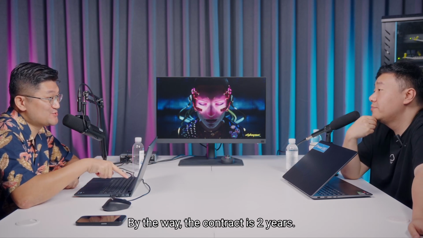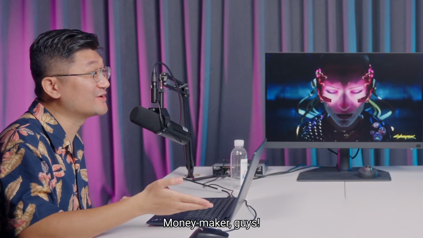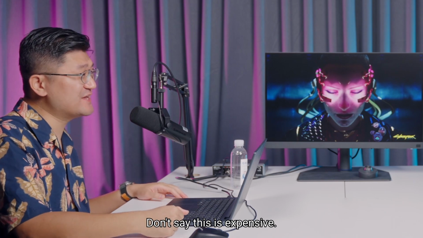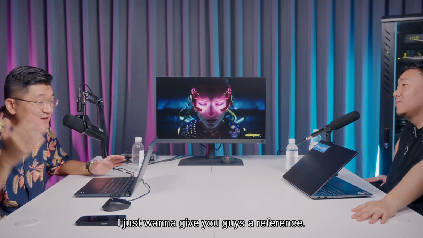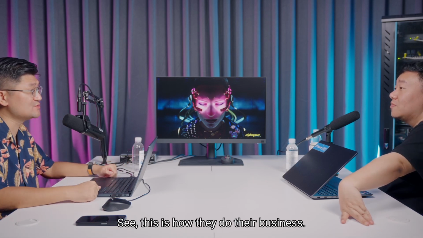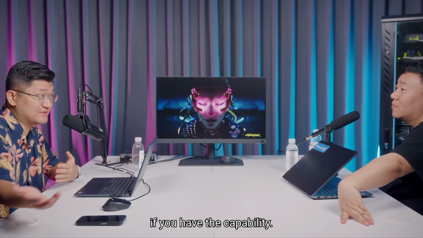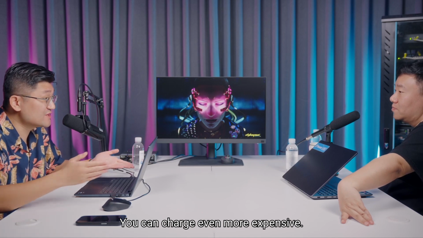By the way, the contract is 2 years. Moneymaker, guys. Don't see this as expensive. We're not end users, so take it easy. What I'm talking about here is I just want to give you guys a reference. See, this is how they do their business. You can do the same thing. If you have the capability, you can charge even more expensive.